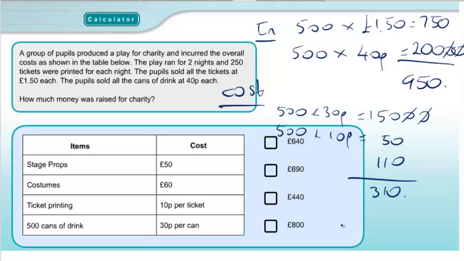Now we're ready to give the answer. So how much was raised for charity was the income take away the cost. So 950 take away 310 is 640, and luckily for us that is one of our answers there, so that's our answer.